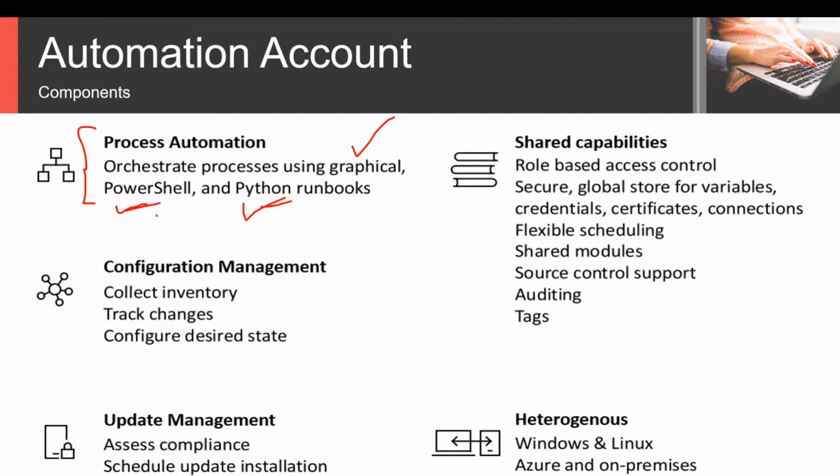So in our demo specifically, we are going to start and stop a VM using a runbook. So this is what we are going to configure, and this is a PowerShell runbook that we are going to create. Also, in an automation account, there are other features which are available.